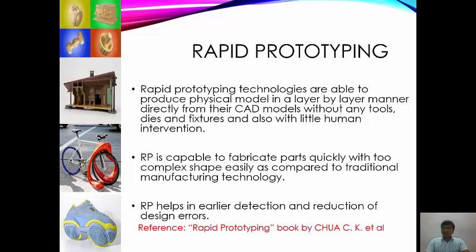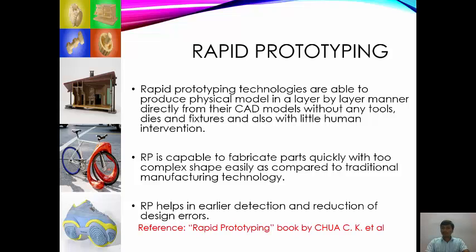Rapid prototyping technologies are able to produce a physical model in a layer by layer manner directly from the CAD models. So there is no need of any other tools or any fixtures to produce these rapid prototypes. Some examples of rapid prototypes can be seen in the images on the left side of your screen, where you can see miniatures of structures, buildings, and even a cycle stand, a customized kind of stand, and customized shoes, which can be produced using rapid prototyping.